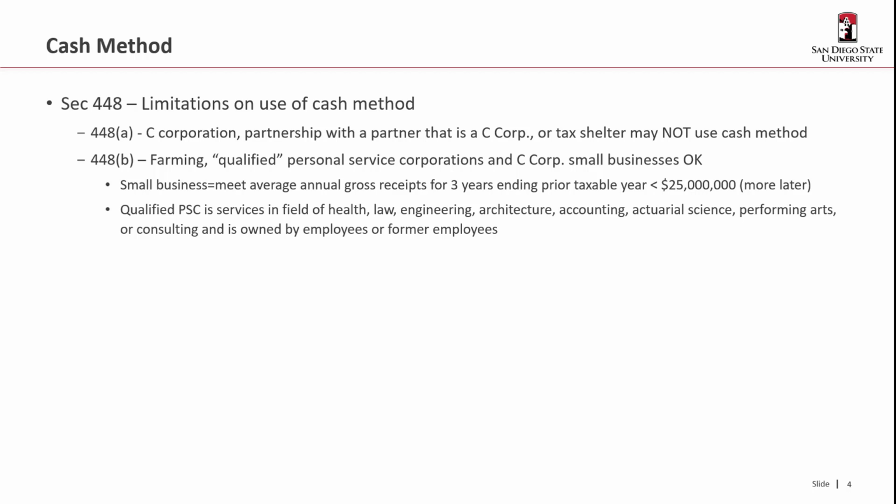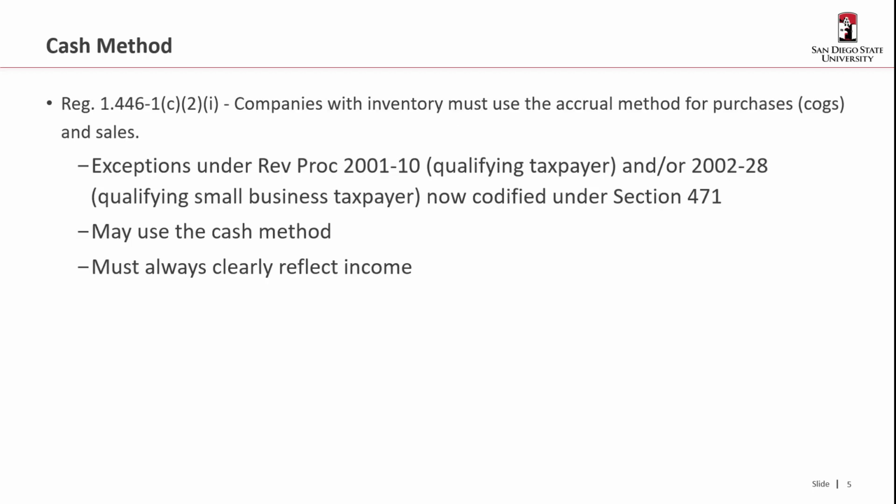So one of the others, farming, we're not going to deal with because we just don't have that many farming clients in San Diego. But the other is a qualified personal service corporation. And that's one in the fields of health, law, engineering, architecture, accounting, architectural sciences, and some of these other things. But more importantly, it must be owned by employees or former employees. So the notion here is a personal service corporation, right? So a doctor who owns his own practice and is providing medical services, health services, that's a qualified personal service corporation, and they are eligible to use the cash method of accounting whether or not they're less than 25 million in gross receipts.